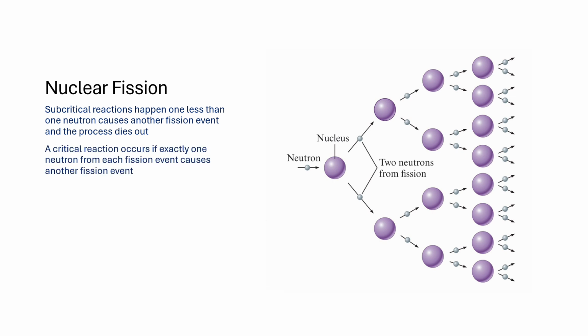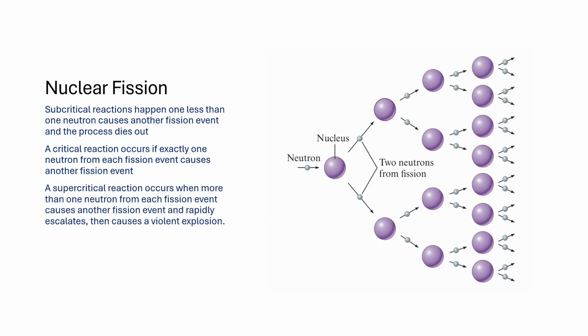A critical reaction occurs if exactly one neutron from each fission causes another fission event, while a supercritical reaction happens when there is a violent explosion. More than one neutron from each fission event causes another fission event, and it rapidly escalates.